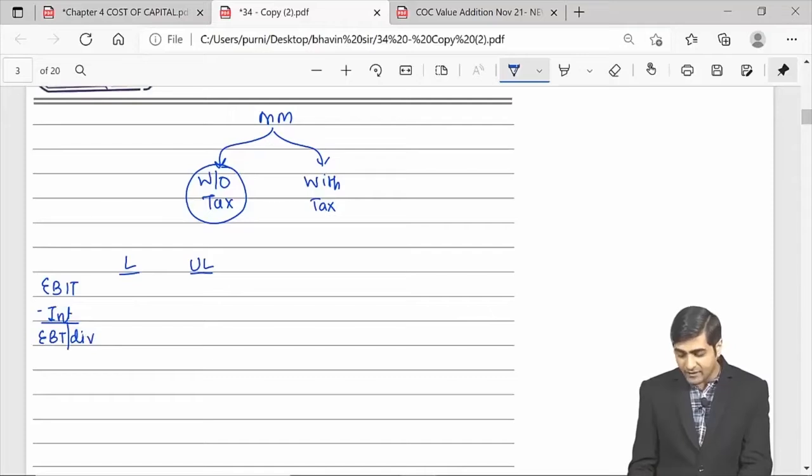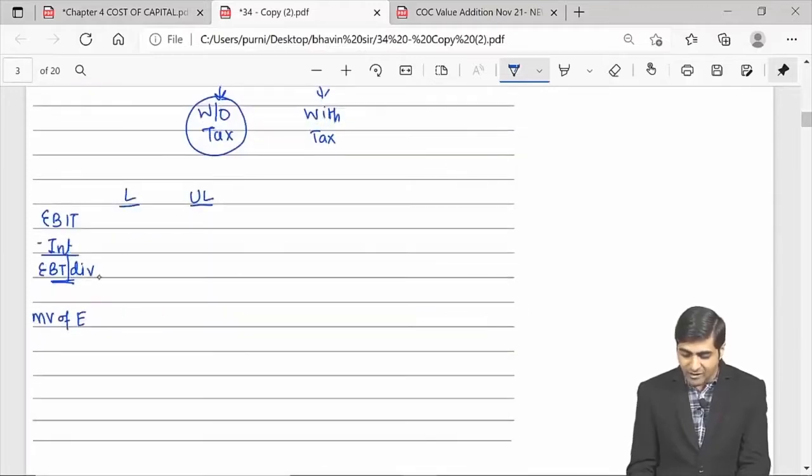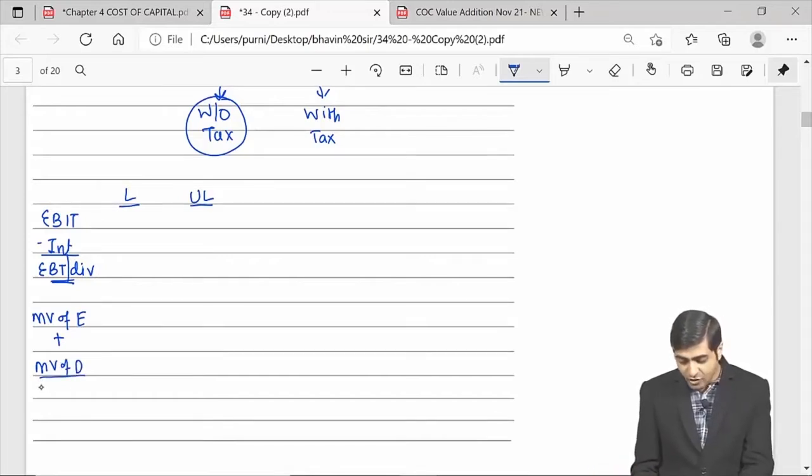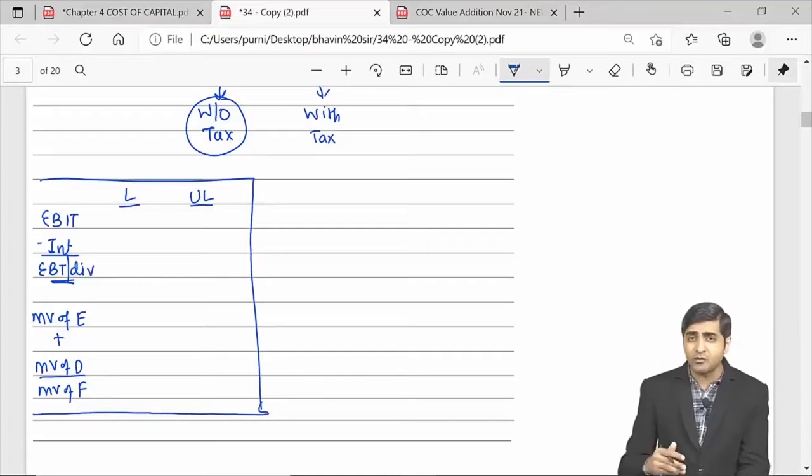Okay. And then guys, we have to calculate your market value of equity, which will be nothing but dividends upon KE, to which we will add market value of debt, which will be nothing but the book value of debt, which is your market value. And then you will get the market value of the firm. Now guys, this particular format you can use for any question. Okay, we are talking about without tax.